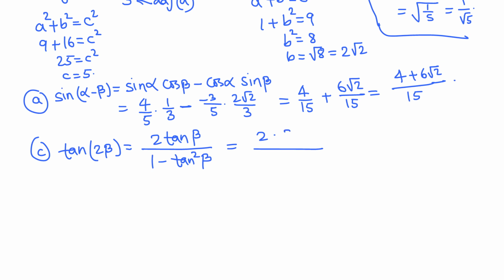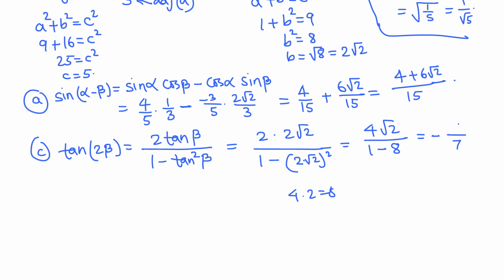So 2 times 2 root 2, over 1 minus this squared, right? That's 2 root 2 squared. On the top, 2 times 2 is 4, root 2. All over 1 minus, this is 8, because 2 squared is 4, times root 2 squared, which is 2, so 8. 1 minus 8 is negative 7, and we can put the negative in front. So 7 here, 4 root 2, and that's the final answer for tangent 2 beta.